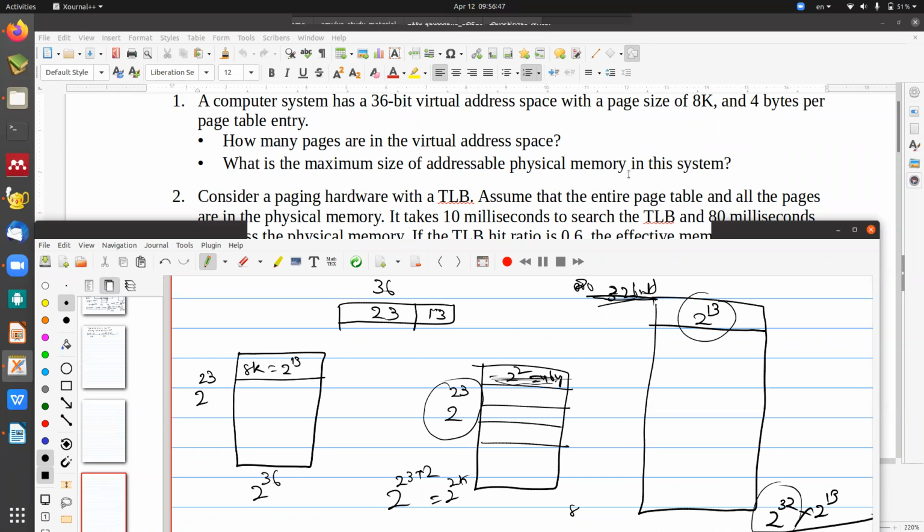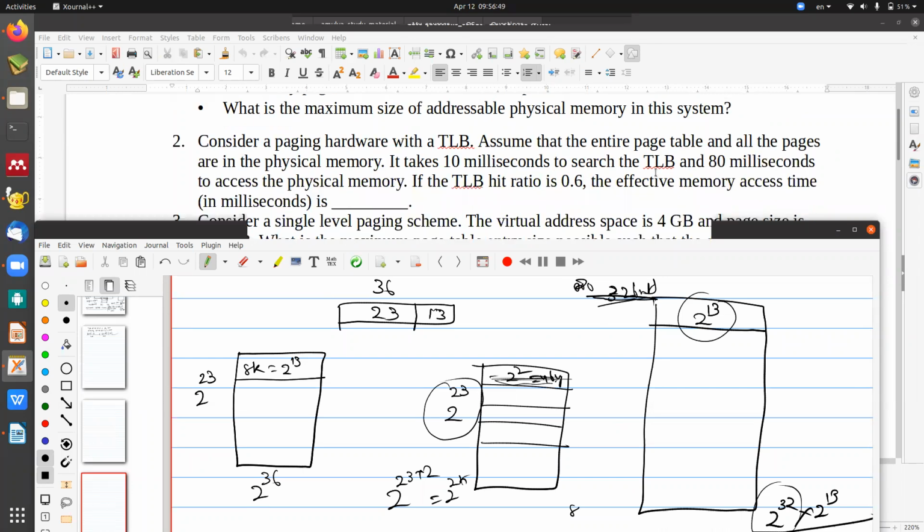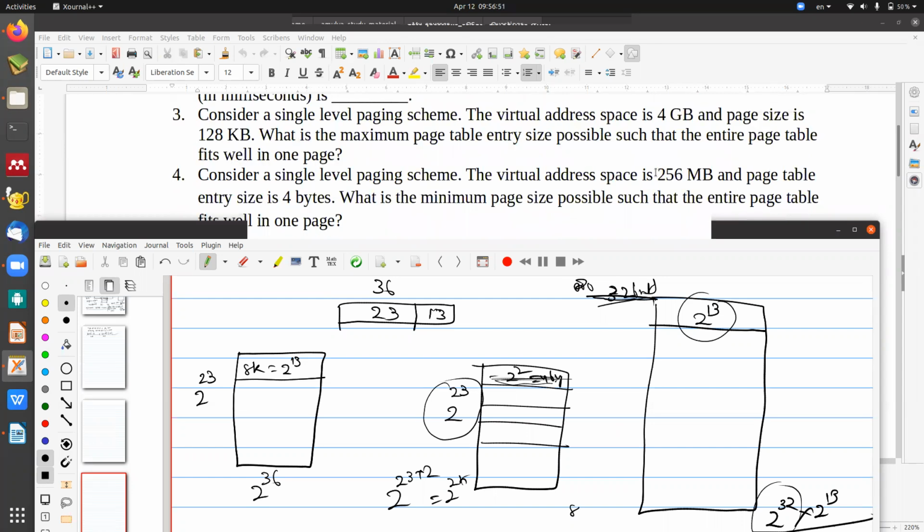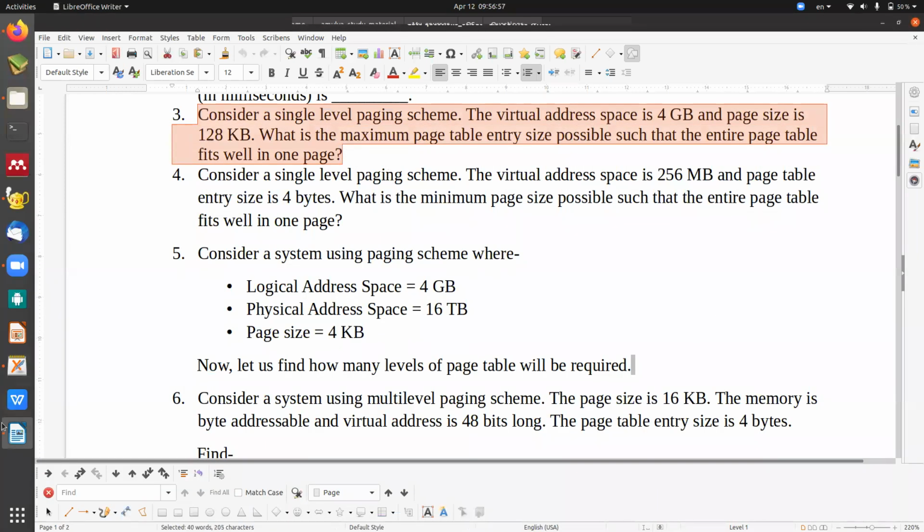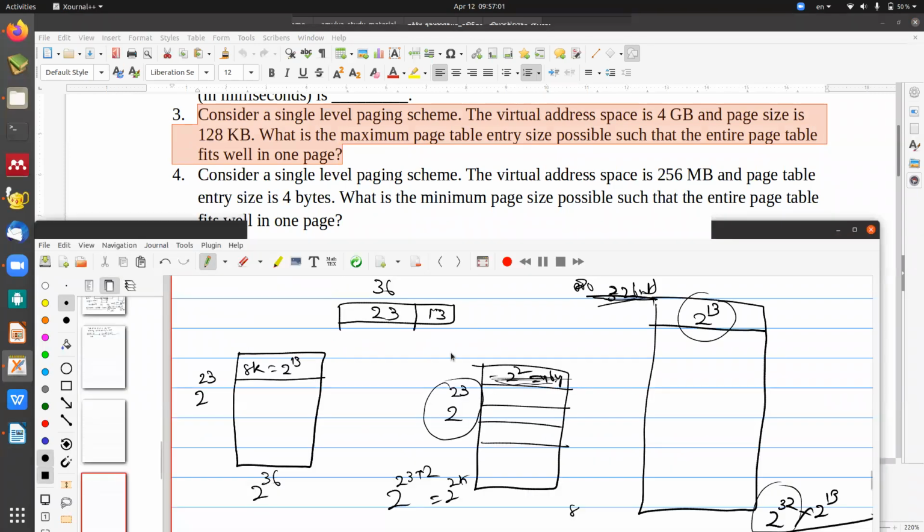Okay? Yes. So one more last question we'll do. We won't do TLB, we'll do it later, because you studied TLB today. Can you do this? This is a very interesting question. Consider a single level paging scheme, meaning only one page table. It is not multi-level paging. And saying the virtual address space is 4 GB.